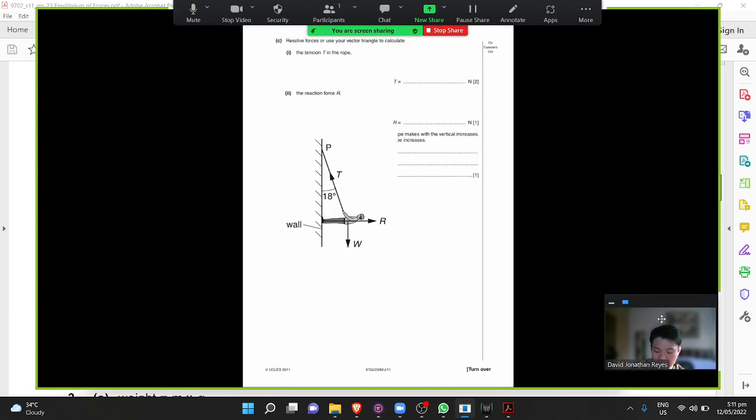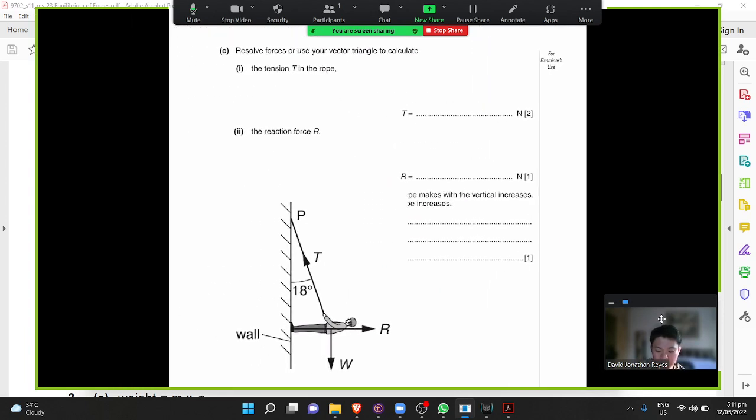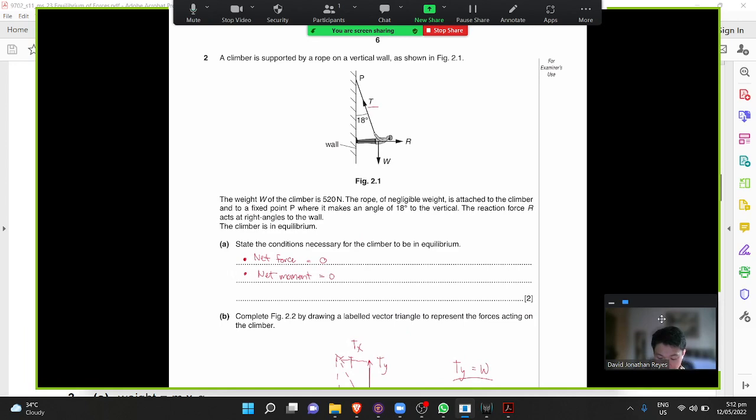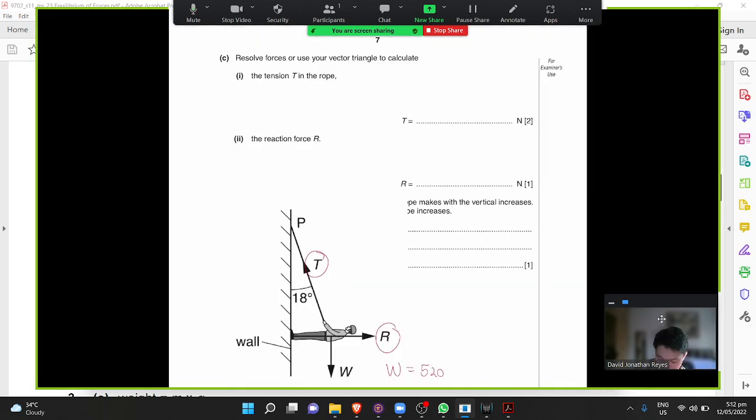And the last problem we have here is this: the tension T in the rope and the reaction force R. We want to find out what the tension T in the rope and the reaction force R are. I snipped the photo here so that we have a reference. As of this moment, we only know that W is equal to 520 newtons. How are we going to solve this?